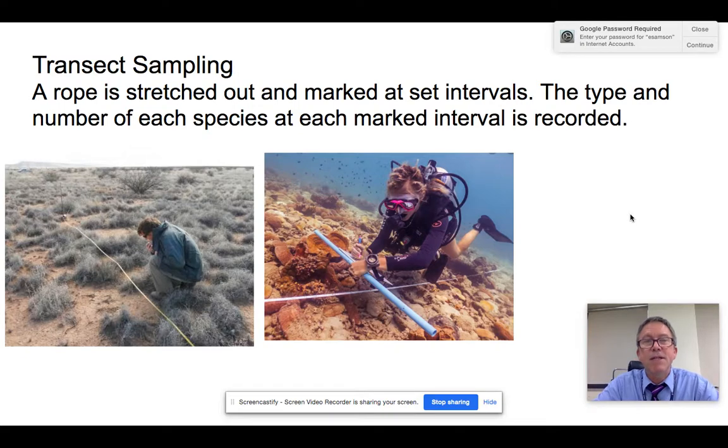Now, sometimes instead of laying out an area, we can do what's called a transect. So a transect happens when we just lay out some sort of a line and we just go along the line and we're just going to count every single organism that comes into contact with this line. So I could lay it across the desert, I could lay it across a coral reef, and I'm just going to go along and record every single thing this line goes over. It's just a way of randomly choosing what species are going to be counted.